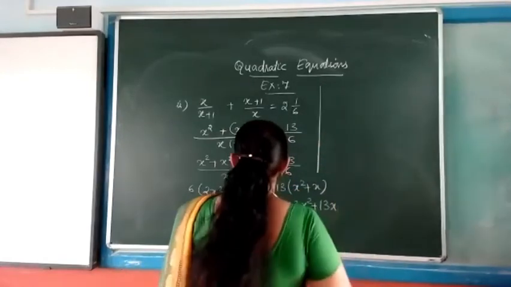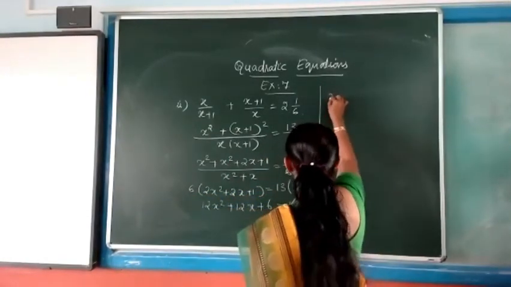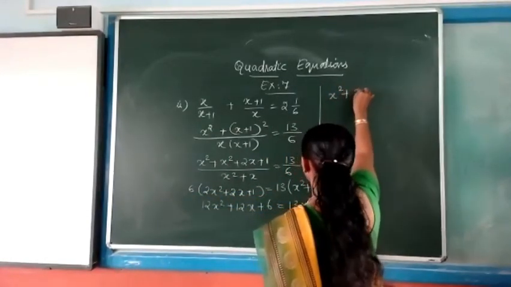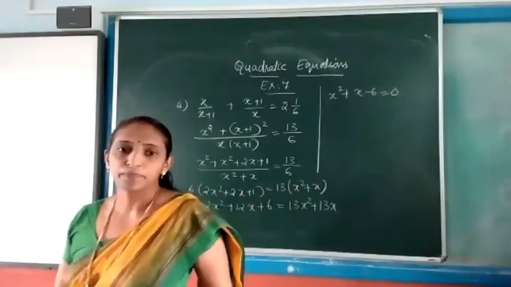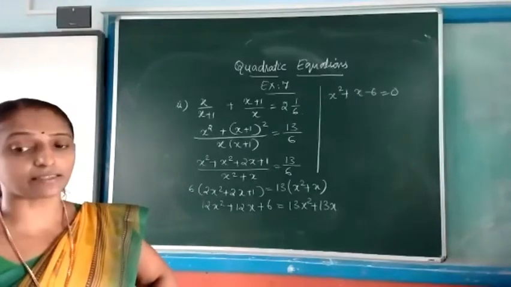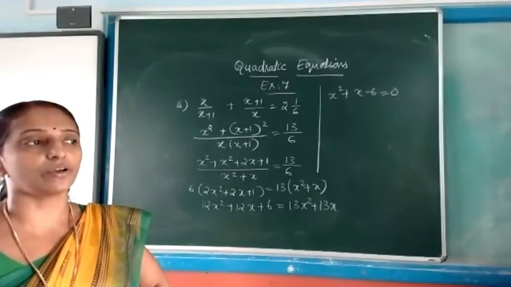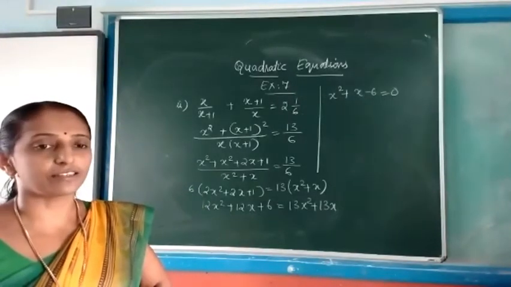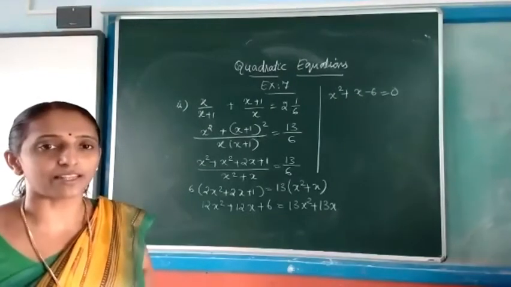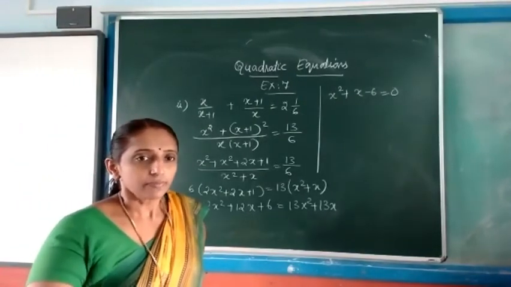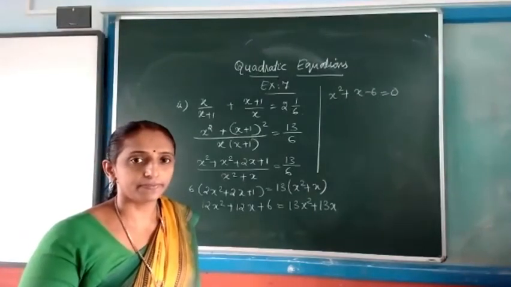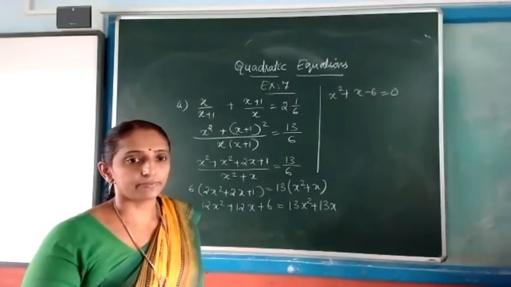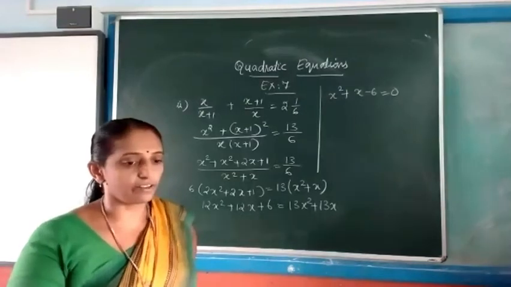We will take all the terms to one side. So x square plus x minus 6 equal to 0. You can factorize it. Find the two numbers, plus 3 and minus 2. Find the two numbers, simplify, and write down the values.